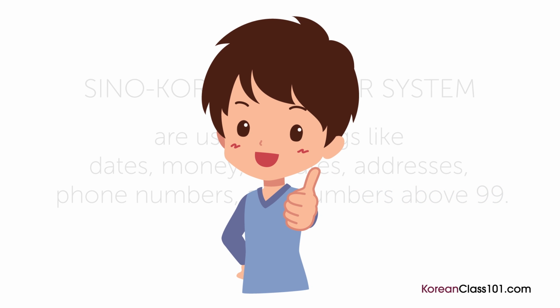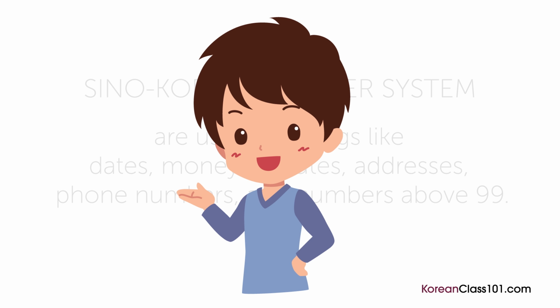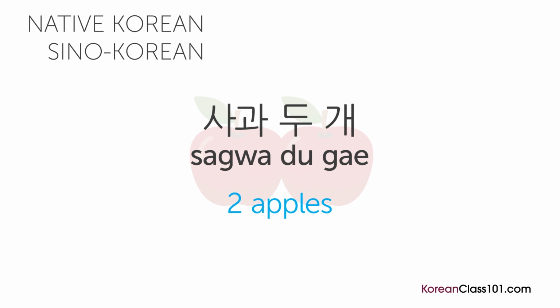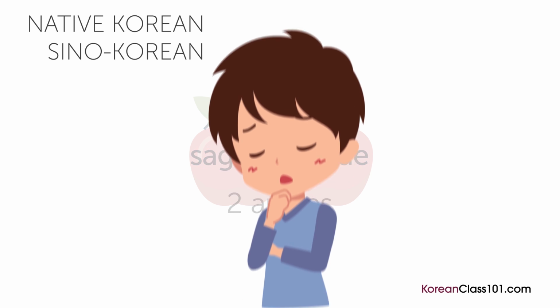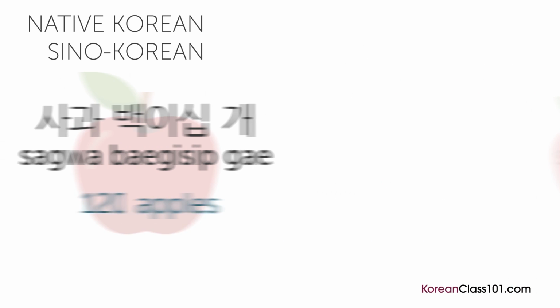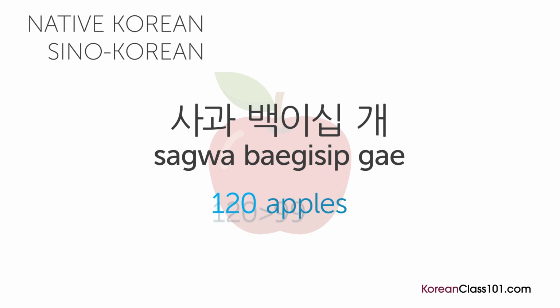Let's go through some examples so you can understand how to use native Korean numbers and Sino-Korean numbers correctly. Let's say you want to buy 2 apples. Since the number 2 is below 99, you use the native Korean number system. The word apple in Korean is 사과, so 2 apples would be 사과 2개. What if you need a lot more apples? How about 120 apples? Since 120 is above 99, you change to the Sino-Korean number system. So 120 apples in Korean would be 사과 120개.